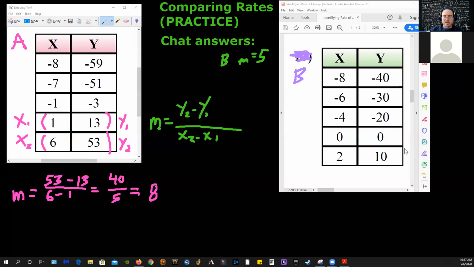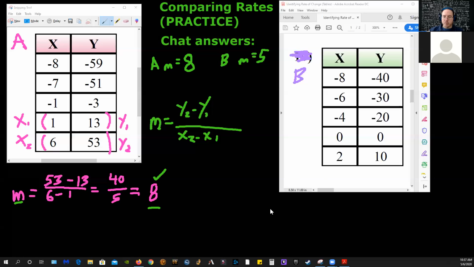So I did have an answer in chat, but I didn't know what it meant. So the chat thinks that the slope for A is 8, and they are correct. Yeah, the slope for A is 8. Okay, so now all we have left to do is the same calculation for B.